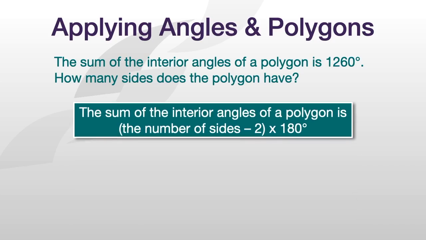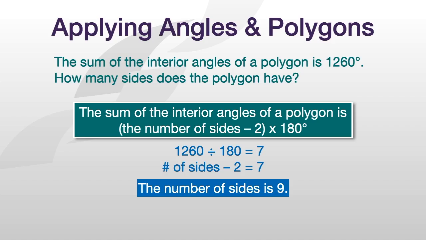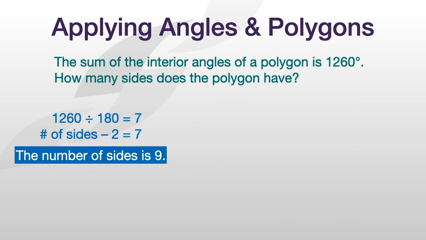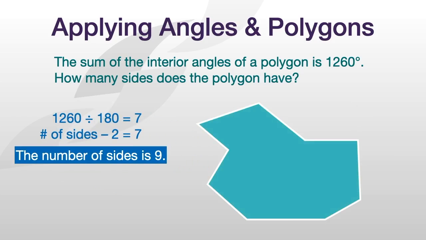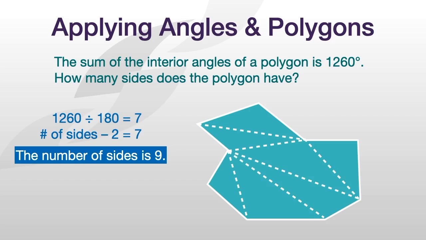From our general concept, if we divide 1,260 degrees by 180 degrees, that gives us 7. So 7 must be 2 less than the number of sides of the polygon. So the number of sides of the polygon is therefore 9. We can check our answer by sketching a 9-sided polygon. Dividing up this polygon into triangles, we see that there are 7.